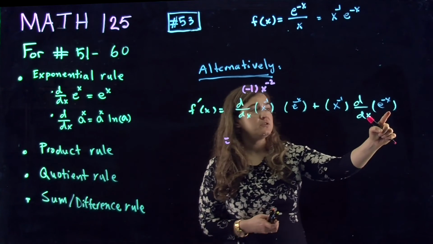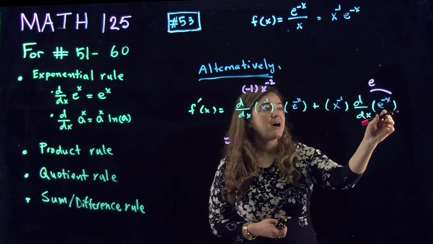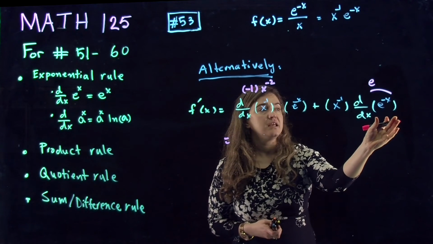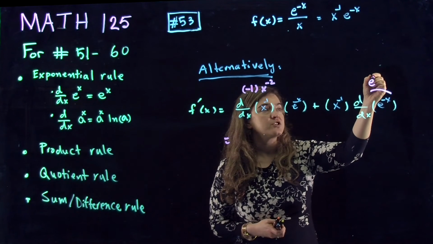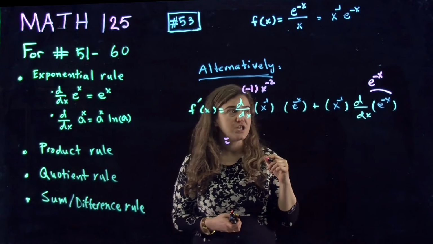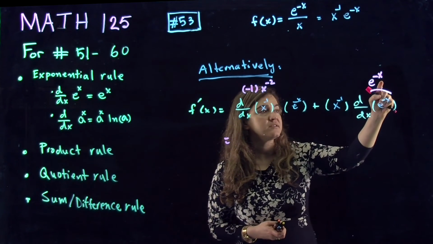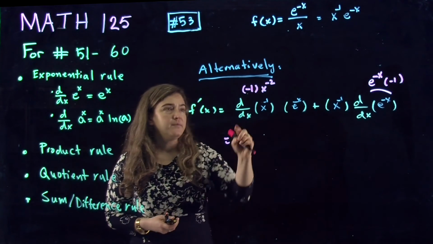Here, derivative of e to the power negative x is a chain rule. Outside function is e, inside function is negative x. Derivative of outside function, plugging in inside function unchanged, is e to the power negative x. Derivative of negative x is negative 1.